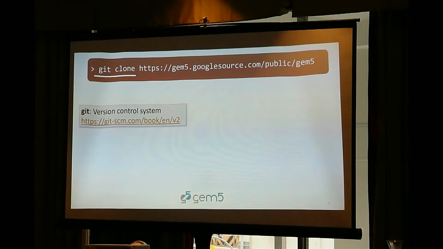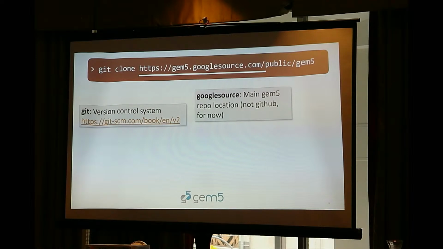We use Git as our version control system. If you're unfamiliar with Git or want to know lots and lots of details about Git, even if you are familiar, the Git book is a really good resource here. The main gem5 location, the canonical source for the repository, is on googlesource.com, not GitHub, although the GitHub is mirrored every 15 minutes. So if you download it from GitHub, it will work, but if you want to contribute back, you need to use this Google source repo.